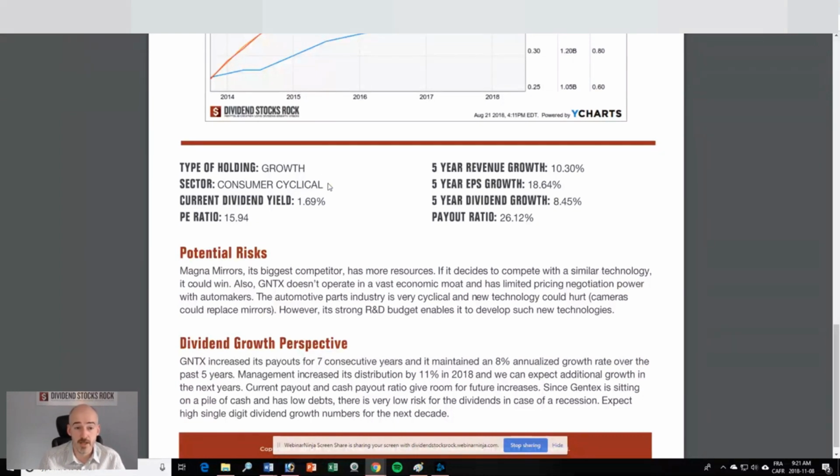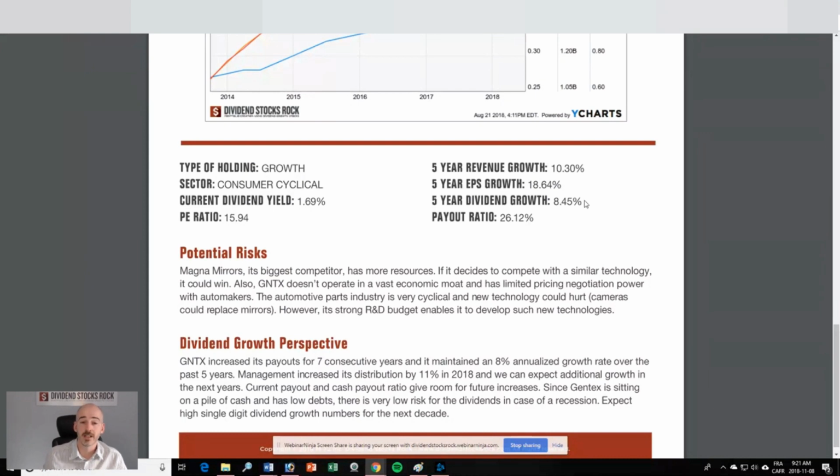We also mention the sector, so it's always interesting if you look at your sector allocation, you want to make sure that you don't put too many companies into the same sector. So this is why we mention it here. Current dividend yield, P/E ratio, those are common metrics. On the other side, you have the 5-year revenue, earnings, and dividend growth.